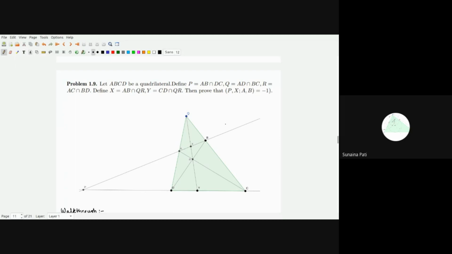So we have ABCD, a quadrilateral. Now define point P as AB cap CD, Q as AD cap BC, and R as AC cap BD. So basically, you're forming the complete quadrilateral. Now you define the points X and Y, where QR cap AB is X and QR cap DC is Y. Then prove that the ratio (P, X; A, B) is -1.